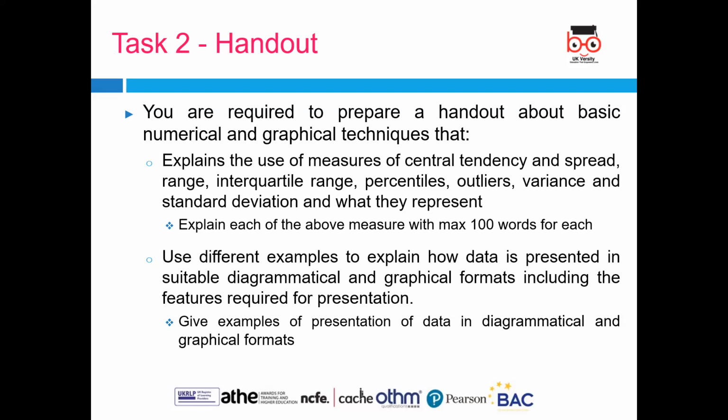Then you have to use different examples to explain how data is presented in suitable diagrammatical and graphical formats, including the features required for presentation. So you can give examples of presentation of data in diagrammatical and graphical formats. Whenever you are working on an assignment, it is always important to give examples so that it demonstrates that you have understood the concept and you have also applied the concept.